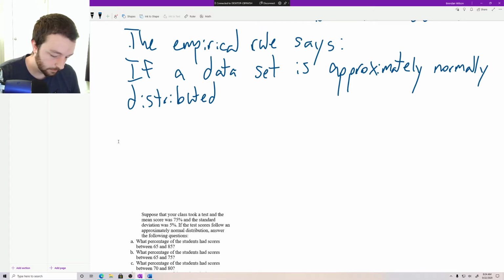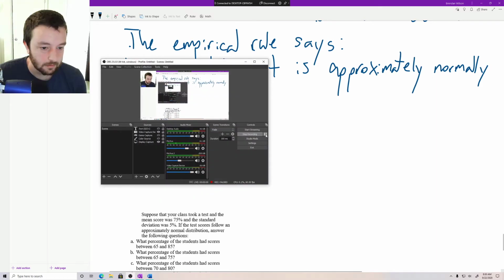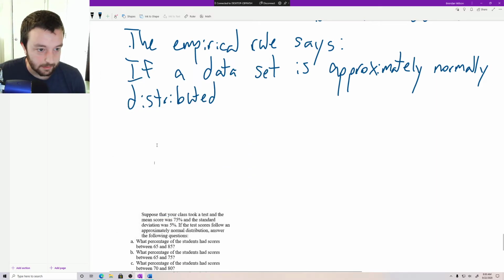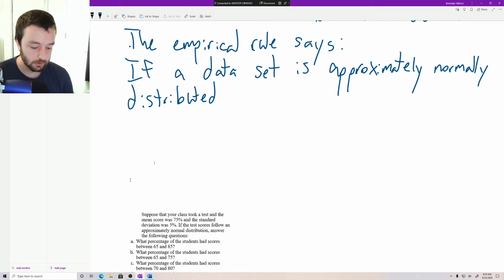Hang on, I'm having trouble getting my pen to work. Let me fix this real quick. Okay, sorry about that. I got my pen working. So if a data set is approximately normally distributed, then we can use what's called the empirical rule. Okay.